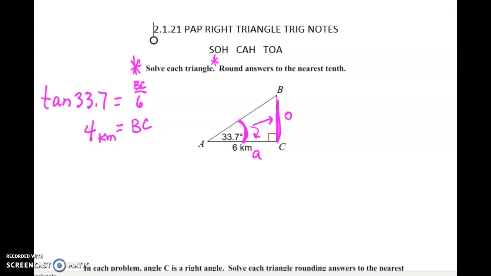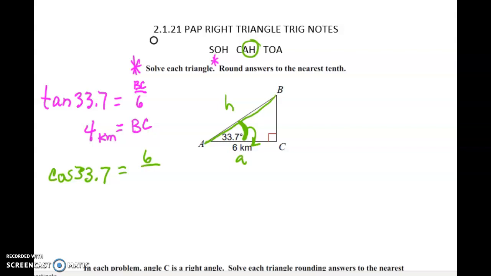All right, now this time I'd like to find the hypotenuse. So I want to find side AB. Given this angle, 6 is the adjacent leg. I'm trying to find the hypotenuse. The adjacent leg and the hypotenuse, that would be cosine. So I'm going to write cosine of the 33.7 degree angle equals the adjacent leg, which is 6, divided by the hypotenuse, which is segment AB.